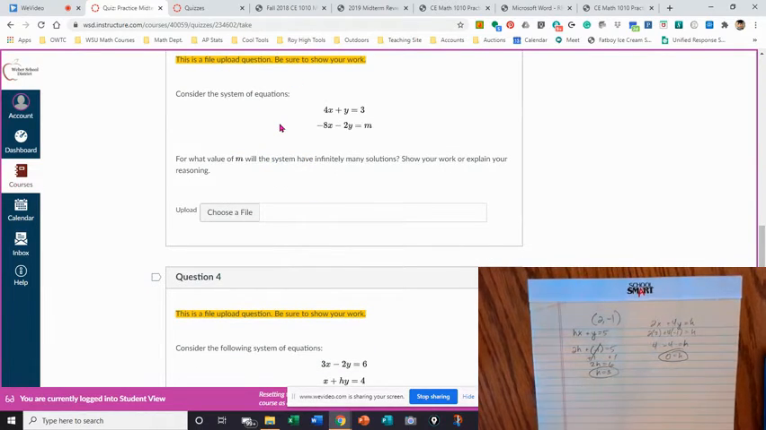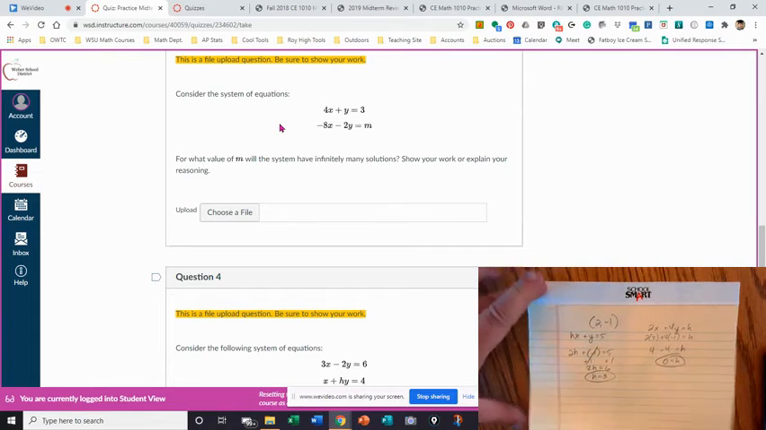Consider this system. What value would make it have infinitely many solutions? Hey, we did things like this in class, right?